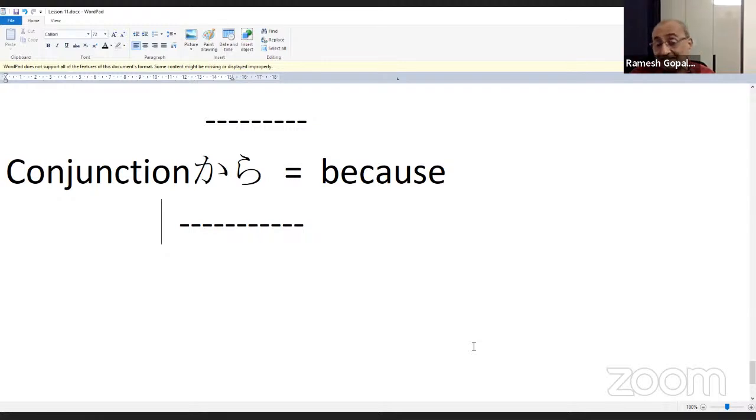Ice cream ga suki desu kara. So kara comes at the end when the cause is said later. If the cause is in the front, you say the cause first, and then you can connect, saying ice cream o tabemasu, ice cream ga suki desu kara, ice cream ga suki desu kara, ice cream o tabemasu.